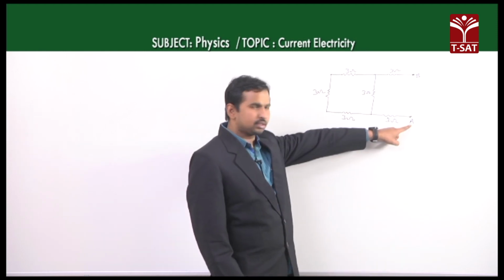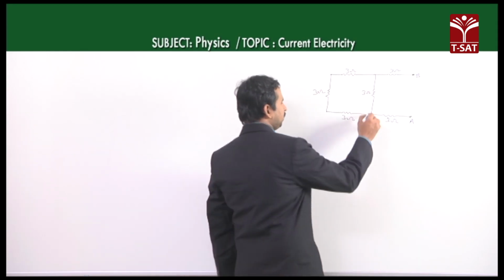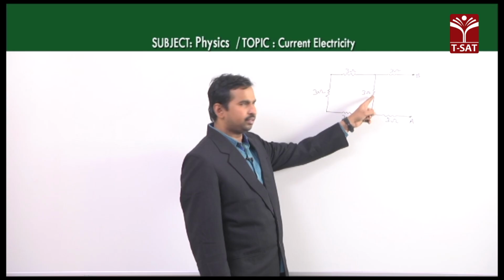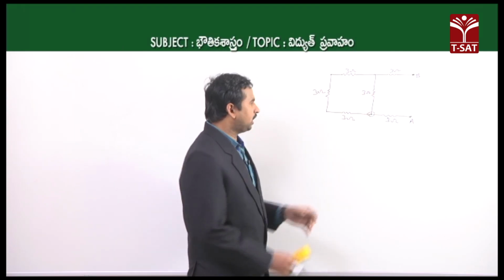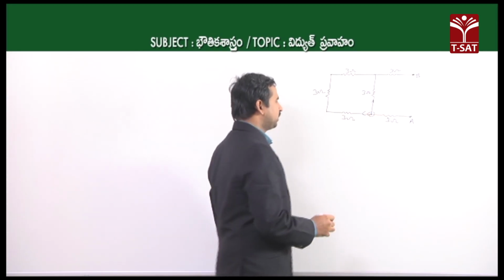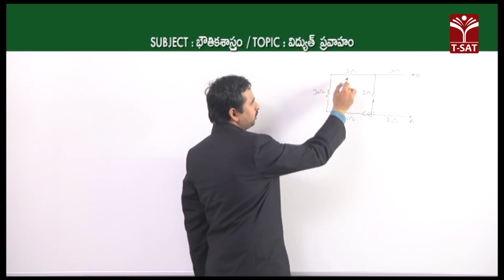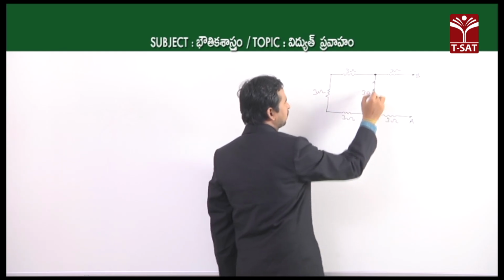Here the current starts, moving through 3 ohms. At this junction point, if you observe, the current is dividing again. One is going up and the other is coming through this 3 ohms. Whatever current passes through this 3 ohms resistance, the same current passes through the next 3 ohms, and again at this junction point it meets with the other current.